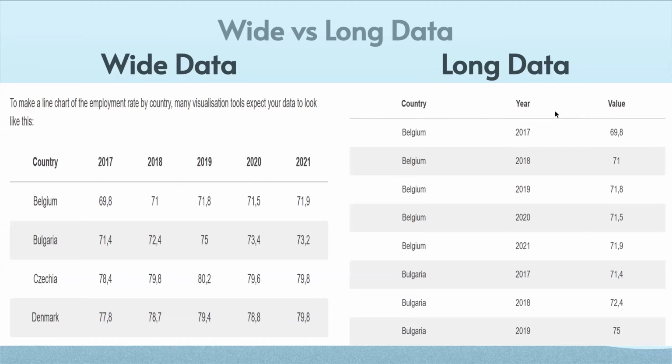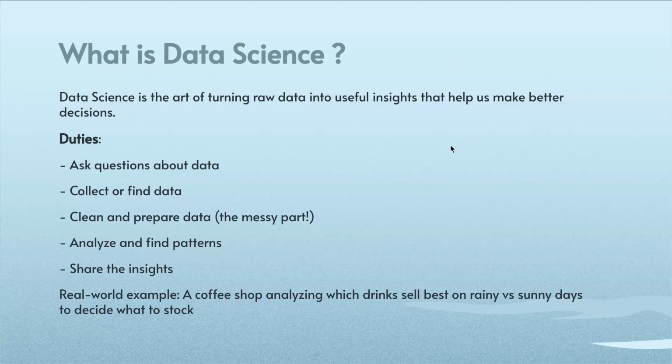Now, the next one. What is data science? You can just quickly go through this, and then we can move on. Data science is the art of turning raw data into useful insights that help us make better decisions. It covers a full pipeline. First, you'll collect data, you'll clean the data, analyze it, visualize it, and then from visualizing it, you'll make some decisions.